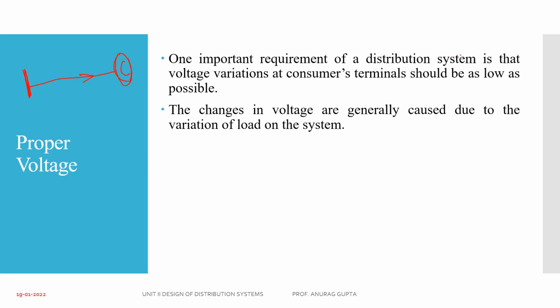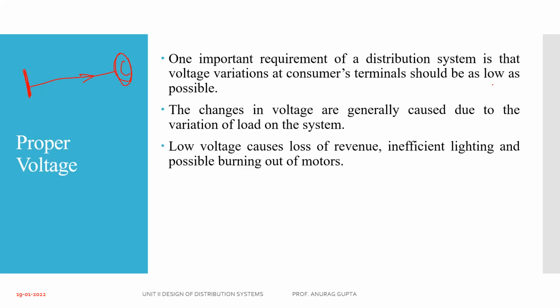One important requirement of a distribution system is that voltage variations at consumers' terminals should be as low as possible. The change in voltage is generally caused by the variation of load on the system, because consumers may be industrial loads, residential buildings, or municipal corporation loads. Ultimately consumers means the load system, the buildings where we reside, or industrial loads. Whenever we switch appliances on and off, we are changing the load. That load variation of course changes the voltage at the consumer side. Clear? That is, the terminal voltage will change.